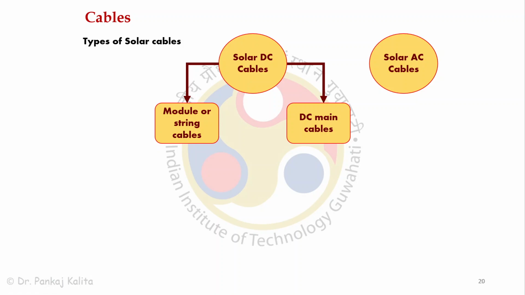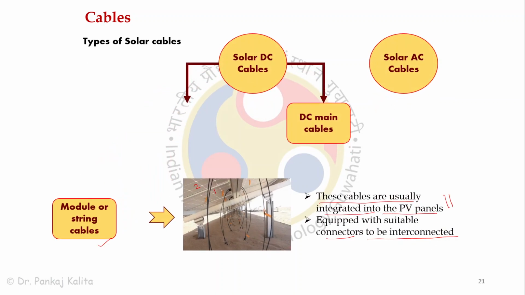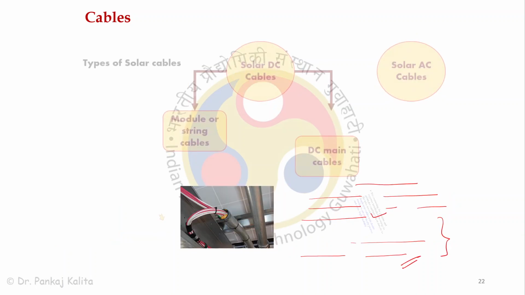So yeah, types of solar cables are there: solar DC cables like DC main cables and module string cables. Then we have these types of cable connections. Okay, you will integrate the PV panels. One PV panel is connected to a second one, and similarly, a range of panels are connected with each other to provide a suitable voltage and current.